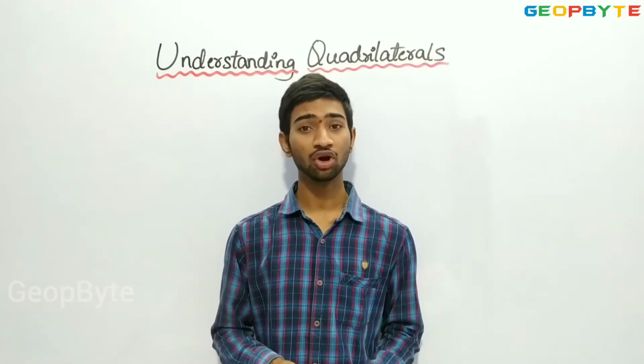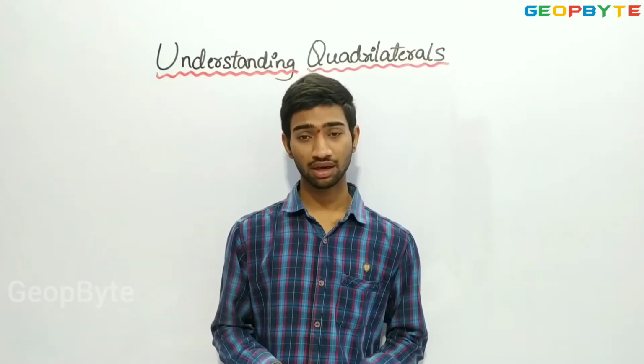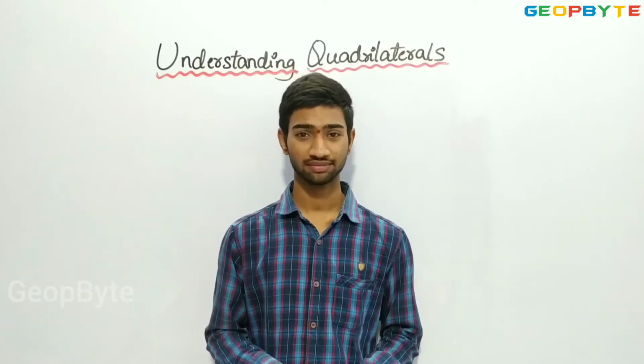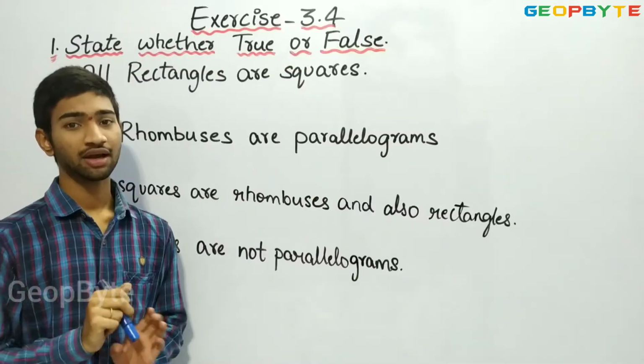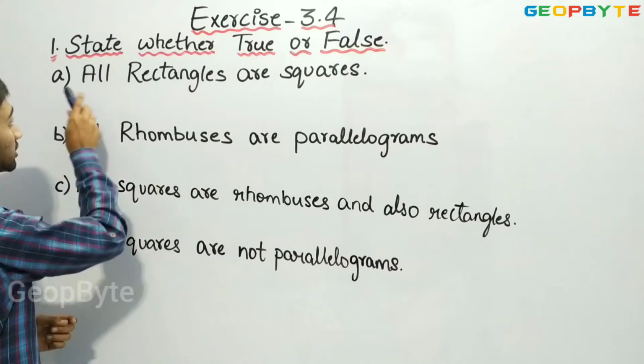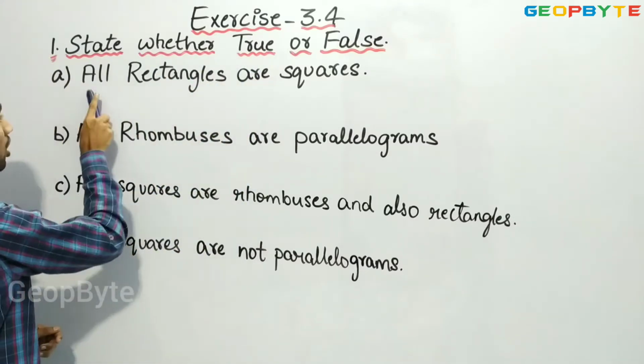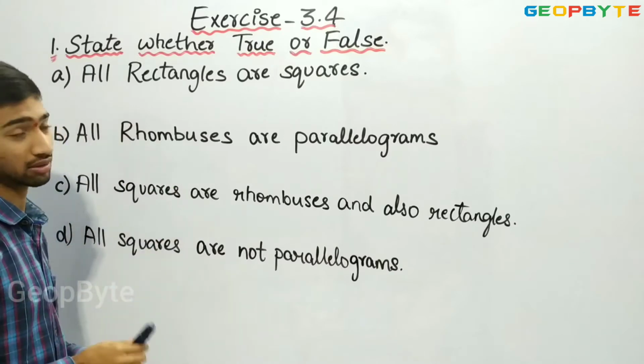In this video we are going to complete this chapter by discussing exercise number 3.4. Now let us see exercise 3.4. State whether true or false. A. All rectangles are squares.